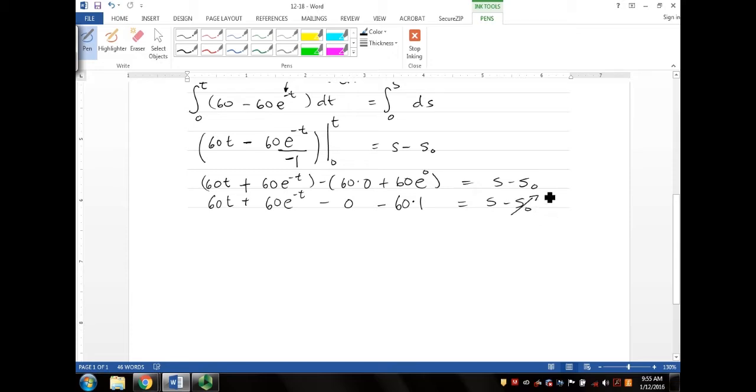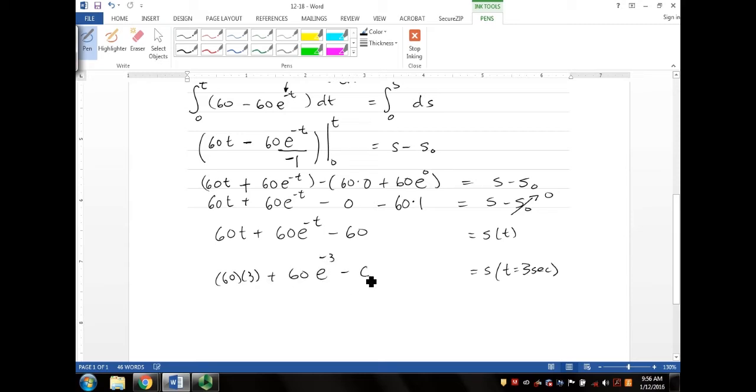The initial position is 0, so we now have an expression for position as a function of time. The position that the train has when t is equal to 3 seconds will be 60 times 3 plus 60 e to the minus 3 minus 60. Solving for s will then yield 123 feet.